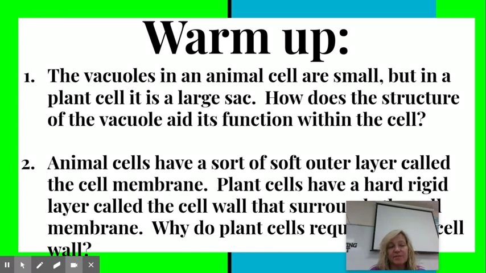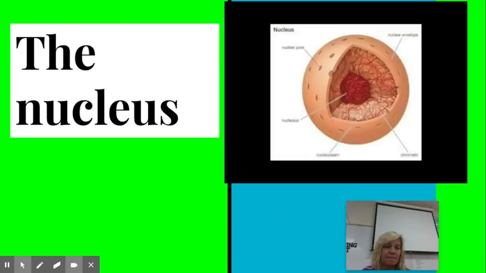All right, so the plant cells require a stiffer membrane surrounding the cell membrane because it gives structure. Like our bones give us structure, and some insects, they have that hard outer shell, but the cell wall provides the cell with structure and support.